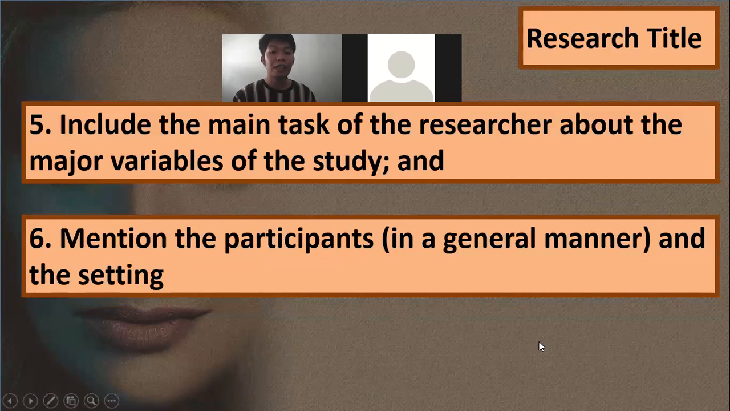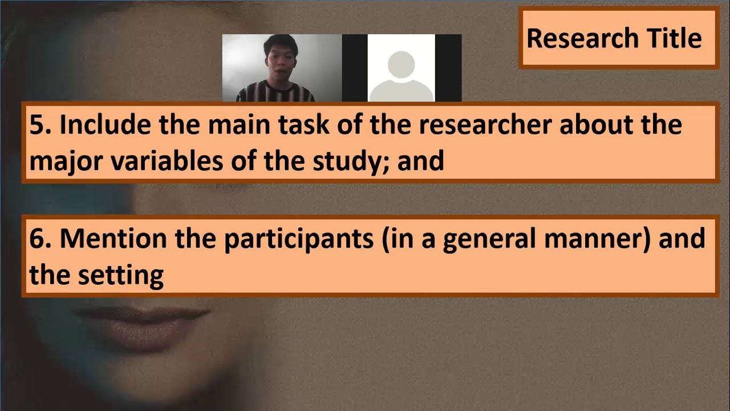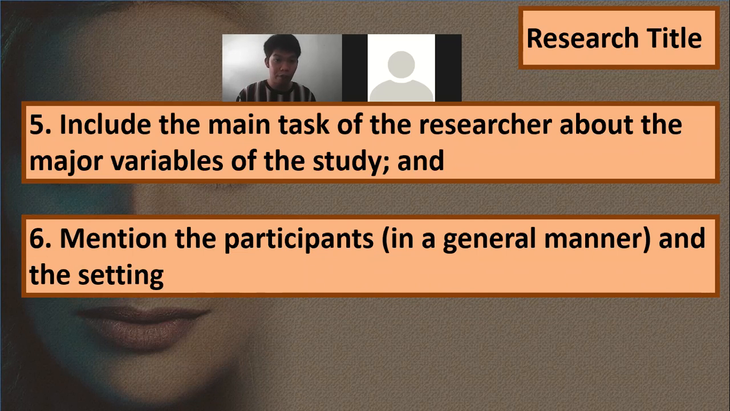Include the main task of the researcher about the major variables of the study and mention the participants in a general manner and a setting. So, as what I have said, you need to express what you are going to do with the variables of the study. If we're going to correlate them, what's their significance, and then you need to include the participants. You need to provide the general participants, not to be specific.